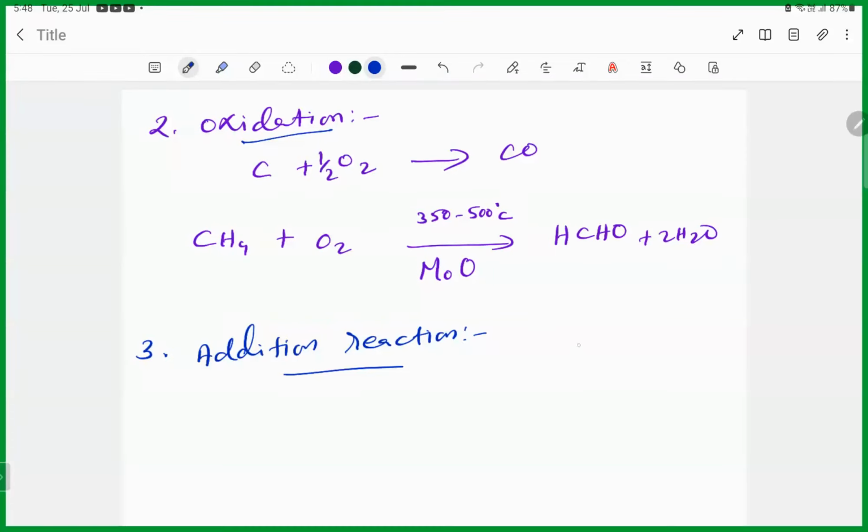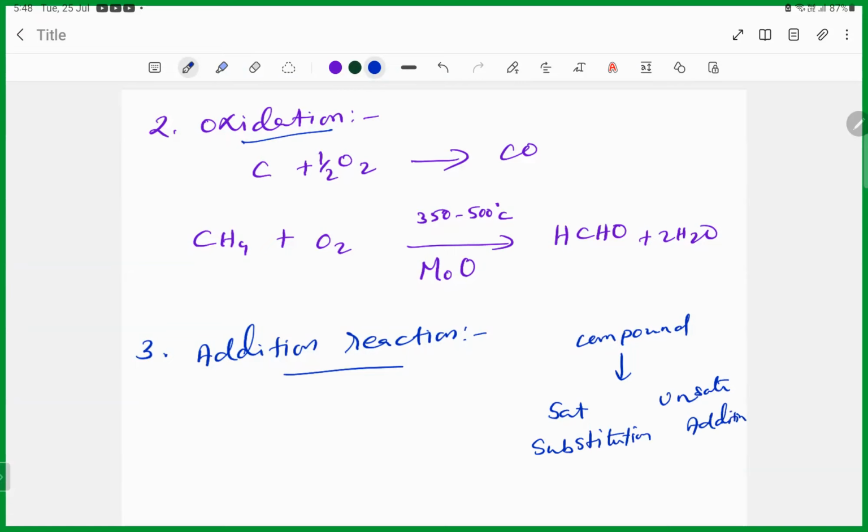When an organic compound undergoes addition reaction, it is unsaturated. Suppose the compound undergoes substitution reaction, it is saturated. So the compound may be saturated or unsaturated. How can you test? If the compound undergoes substitution, it is saturation. Addition, it is unsaturation. By this way, we can classify.